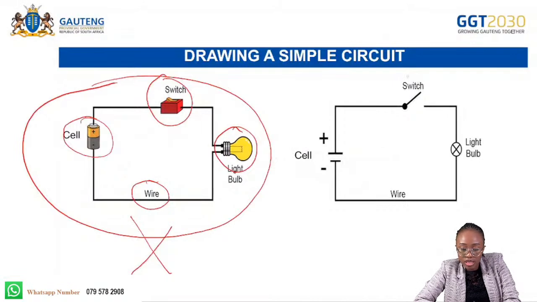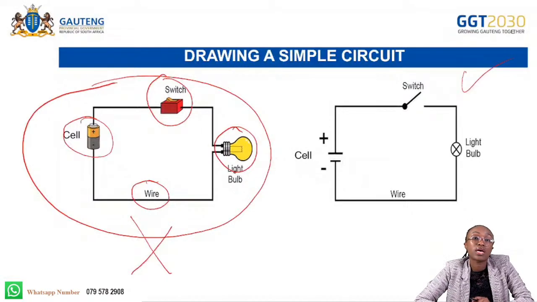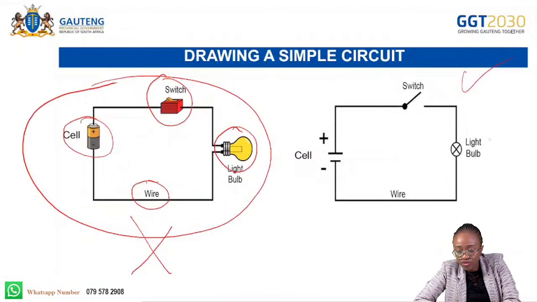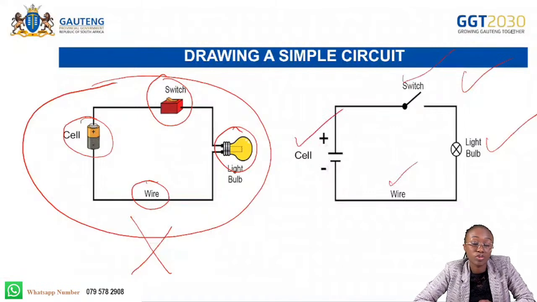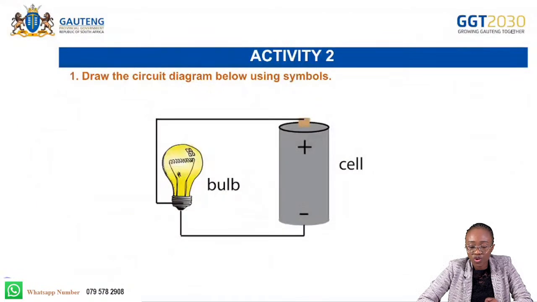Now, this here is the illustration that shows our simple circuit drawn using our symbols. The symbol for a light bulb, the symbol for a switch, the symbol for wires, and the symbol for the cell, with the plus and the minus showing which one is the positive terminal and which one is the negative terminal.